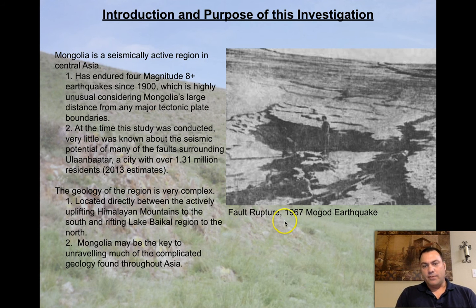Here's a photograph I found online from a Russian website of the 1967, I believe it's pronounced the Bogd earthquake. Here's the fault rupture. Here are 2 people standing on the rupture, and here we can see what we call mole tracks of the fault moving off into the distance. So this was a sizable earthquake, and if something like this was to happen anywhere near Ulaanbaatar, very, very, very bad things could happen. So we were interested in looking at what was the biggest, most obvious, and most unstudied fault right next to Ulaanbaatar.